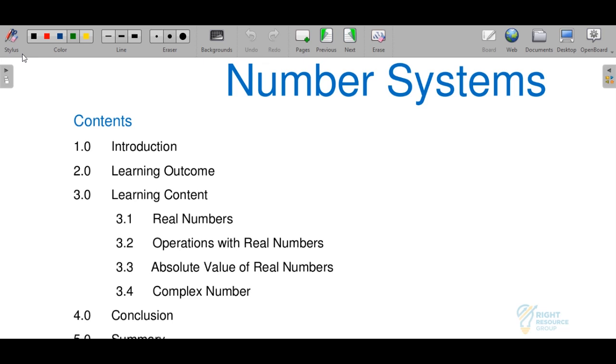In this video, we are going to be considering the number system. So in the number system, we are going to be looking at real numbers, and operations with real numbers, and we'll be discussing absolute value of real numbers, and then rounding up with complex numbers. So let's jump right into it.